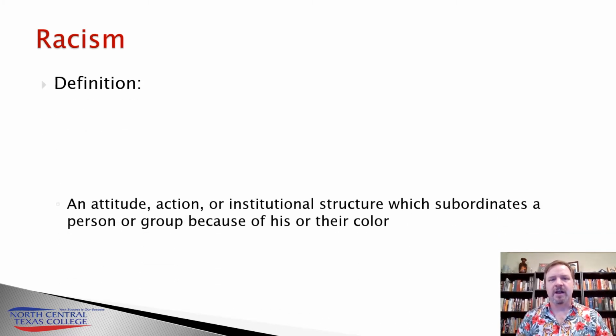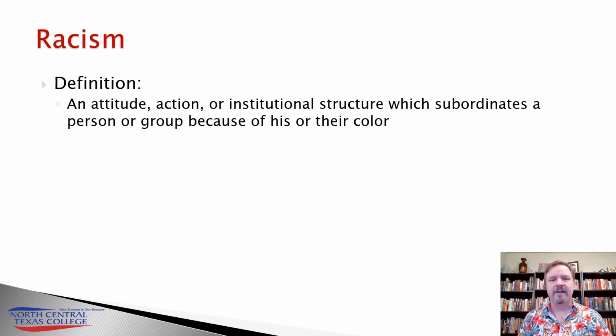Right? By definition, racism is an attitude, action, or institutional structure which subordinates a person or a group of people because of their color. And the key word is just that, color. It's skin pigment, right? Now, like I said, sometimes we'll broaden that out. You'll see people refer to things like the African race, or the Jewish race. Now you're starting to throw ethnicity or religion into the racial category. So there's a lot of blurring of the lines, right? But in general, the definition of racism is based on color.